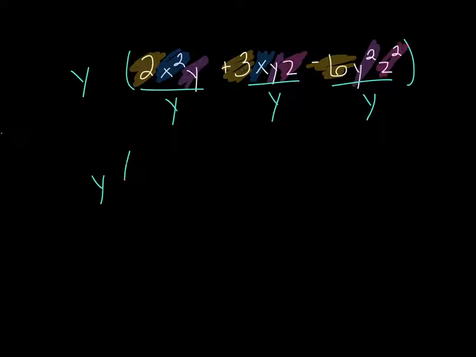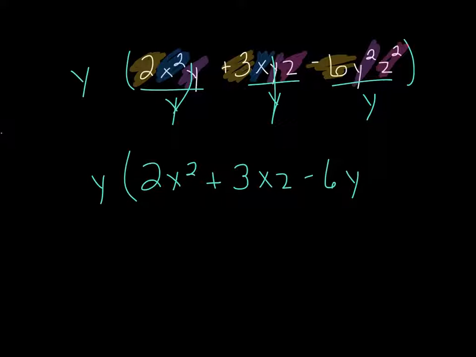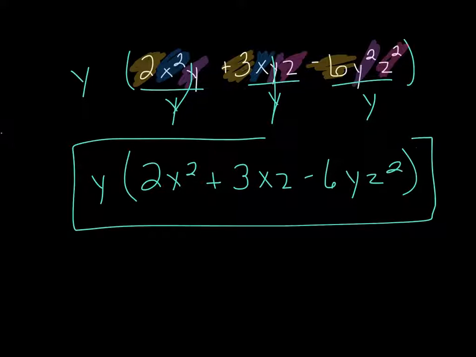So you have y. The y's cancel, so 2x squared plus the y's cancel, 3xz minus 6, and then y squared divided by y is just y z squared. And that is our factored form.